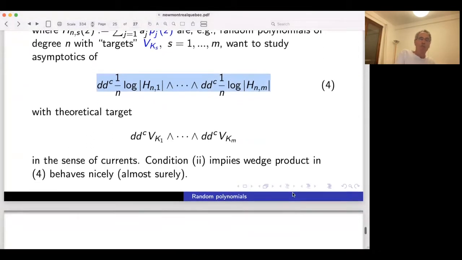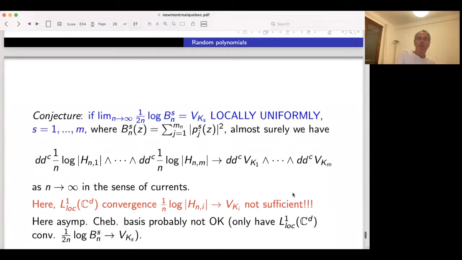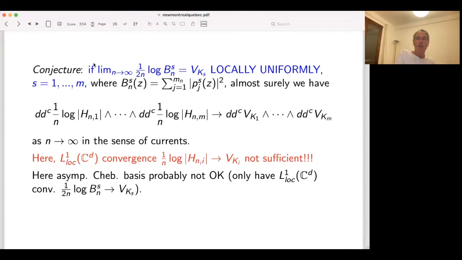But in any case, we don't have any results in this higher codimension case. We conjecture that if we had the right convergence of the corresponding (1/2n) log B_n's for the component polynomials, then we would get the corresponding almost sure convergence of the currents. But since I've already taken more than 50 minutes, I'll just say that L^1_loc convergence is certainly not enough; we need more. So thank you very much for your attention, and please, if you have any questions, I'll be happy to try to answer them.